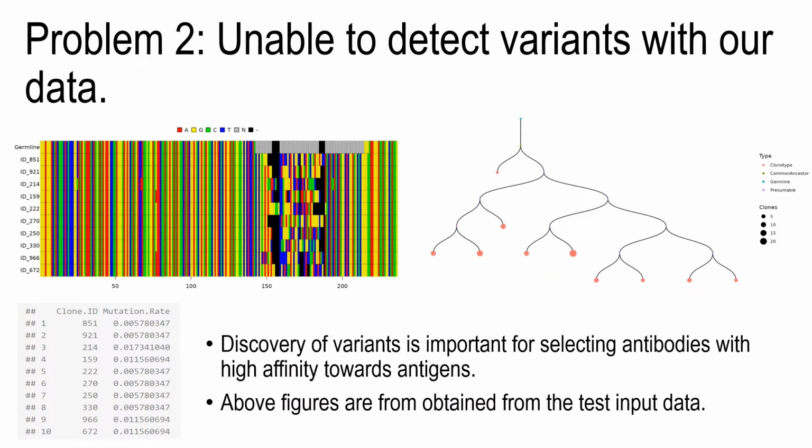Unfortunately, there is yet a second problem. Even if we get TRUST and ImmuneArc fully working together, ImmuneArc itself is unable to detect variants with our own data. First of all, discovery of variants is very important for selecting antibodies with high affinity towards antigens.